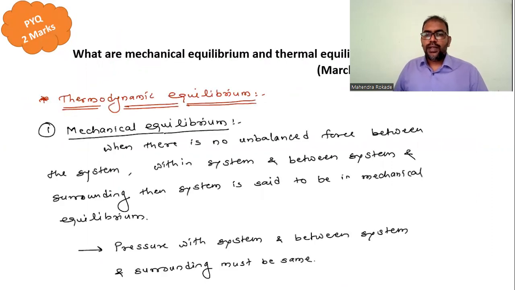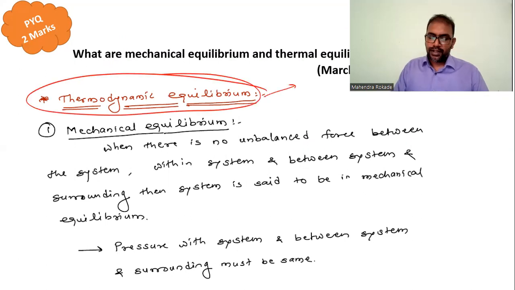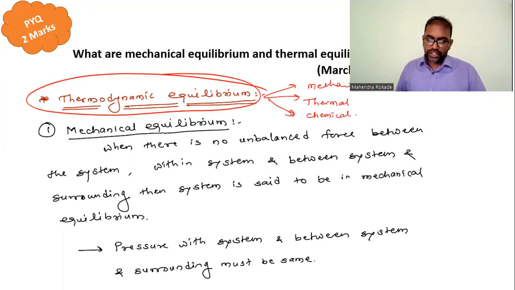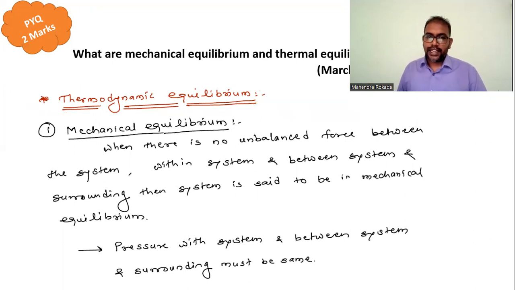So basically, mechanical equilibrium and thermal equilibrium are thermodynamic equilibriums. Thermodynamic equilibriums are classified under 3 types. First one is mechanical equilibrium. Second one is thermal equilibrium. And third one is chemical equilibrium. Now here, in the question they ask only mechanical and thermal, but we will try to discuss all the 3 thermodynamic equilibriums.